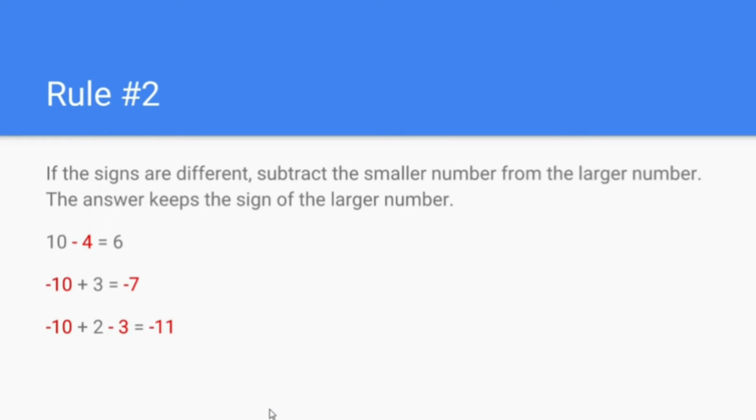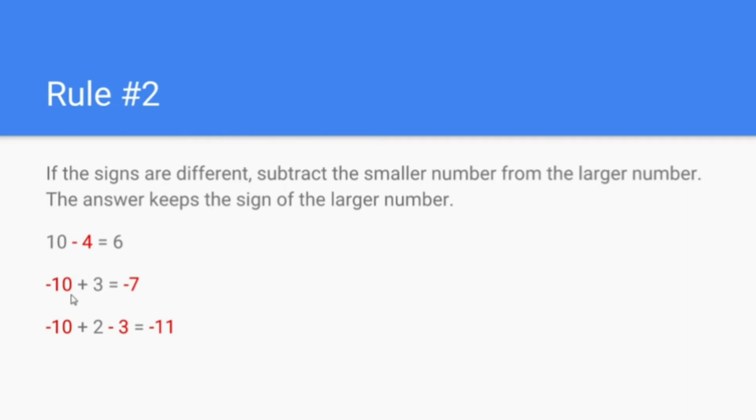Rule number 2. If the signs are different, subtract the smaller number from the larger number. The answer keeps the sign of the larger number. Here's an example. 10 minus 4 equals 6. The 10 is a positive number, the 4 a negative number. Because these are different signs, subtract. 10 minus 4 is 6. The answer keeps the sign, this positive, of the larger number, which was 10.